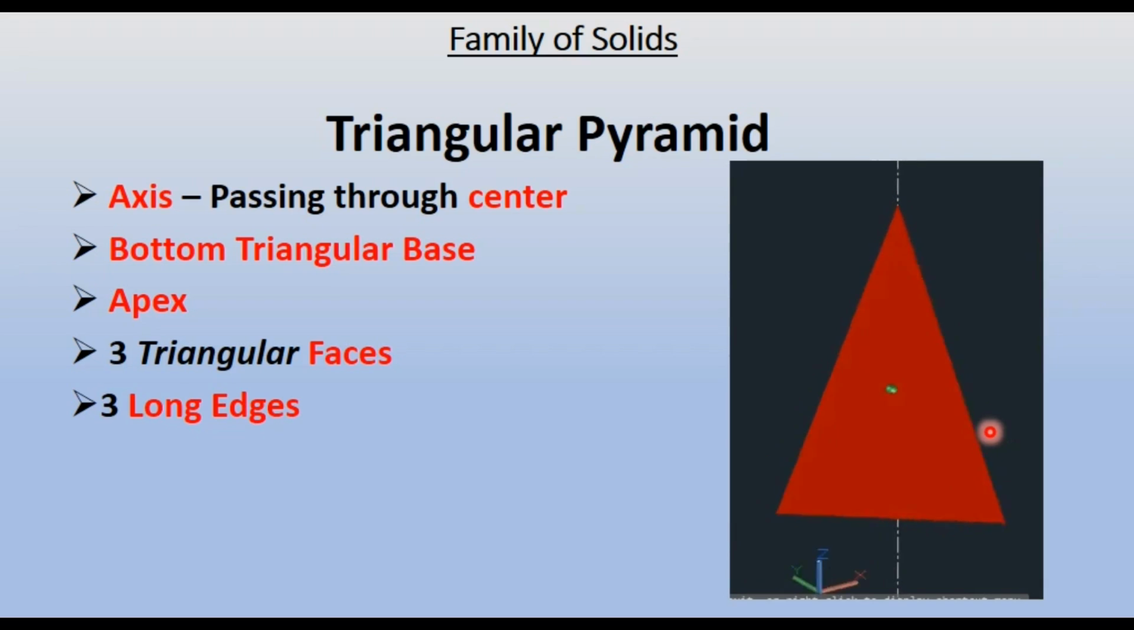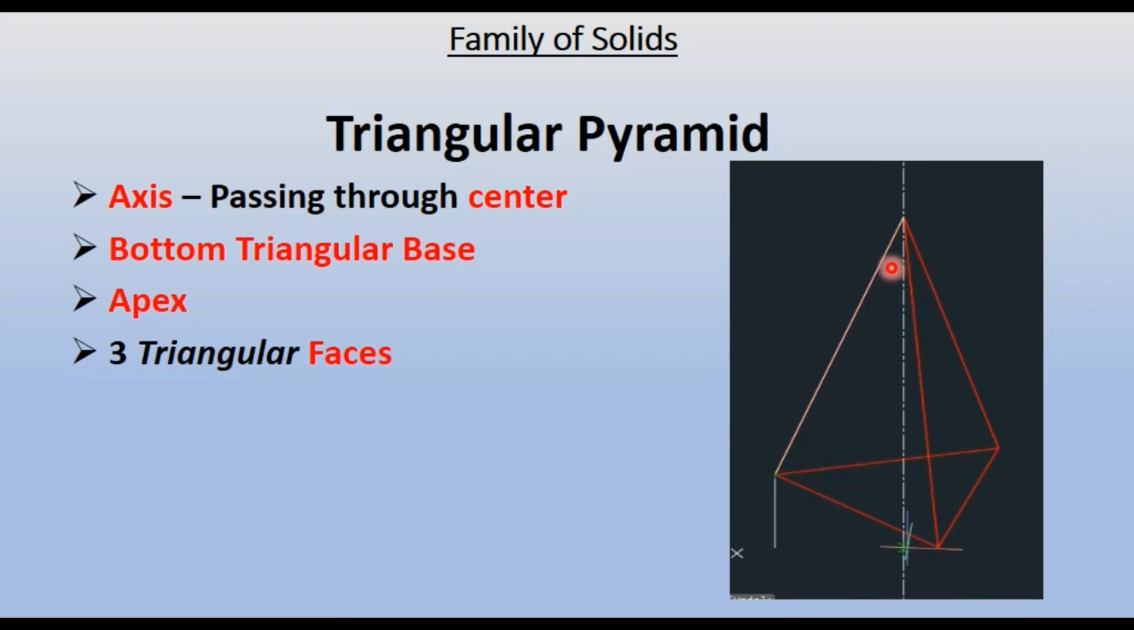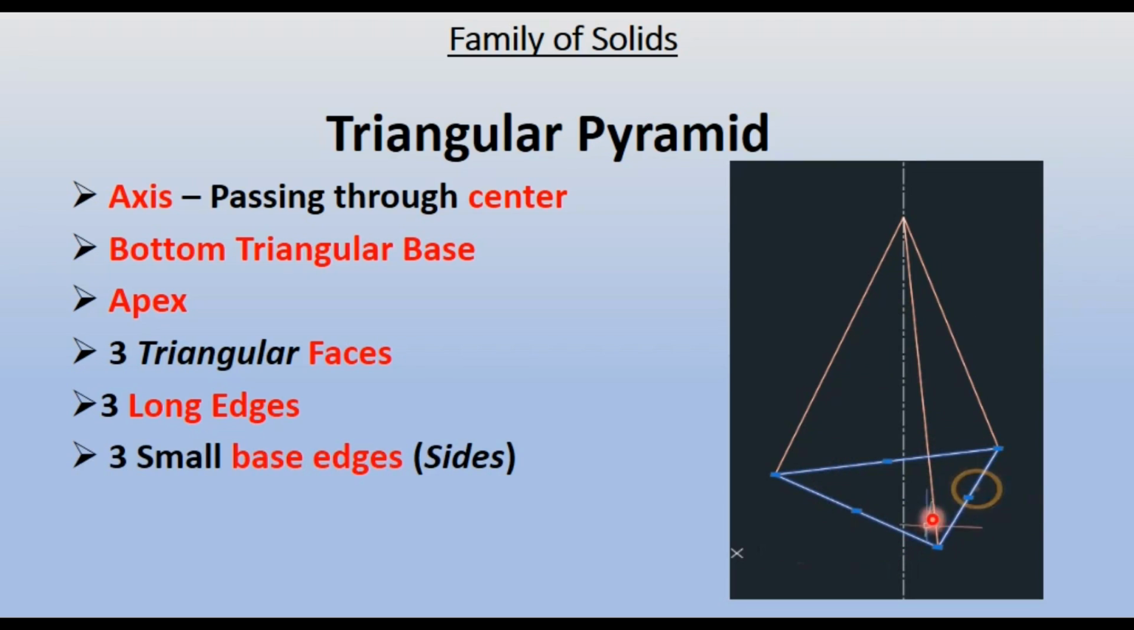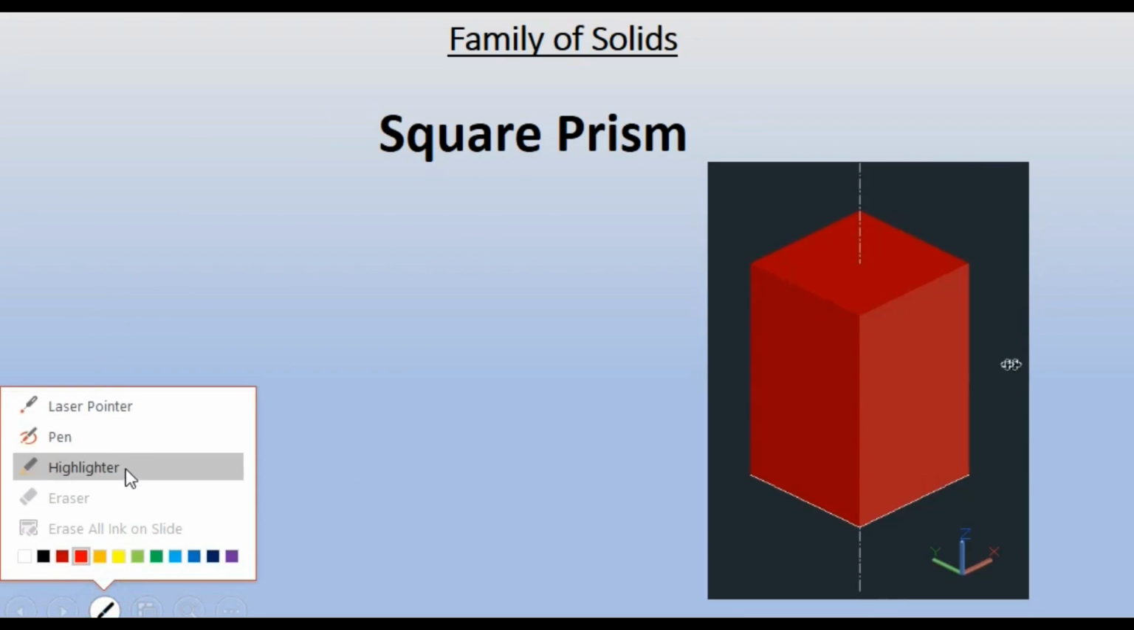And it will also have three longer edges. So these are three long edges here. This is one long edge. So these 1, 2, 3 which I have selected are the three long edges. So these were three longer edges, and these three small edges are base edges. Three long edges and three base edges. This is very important.